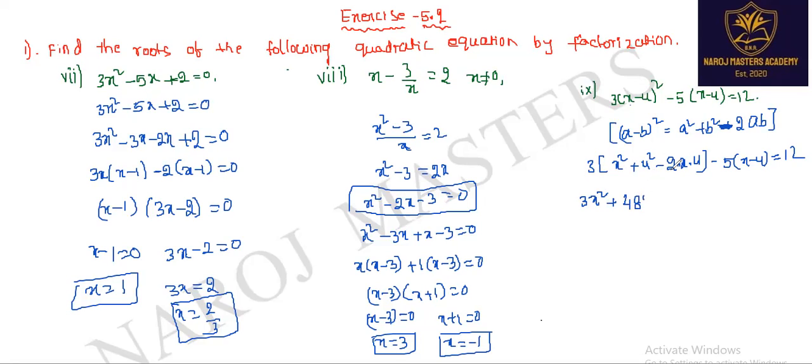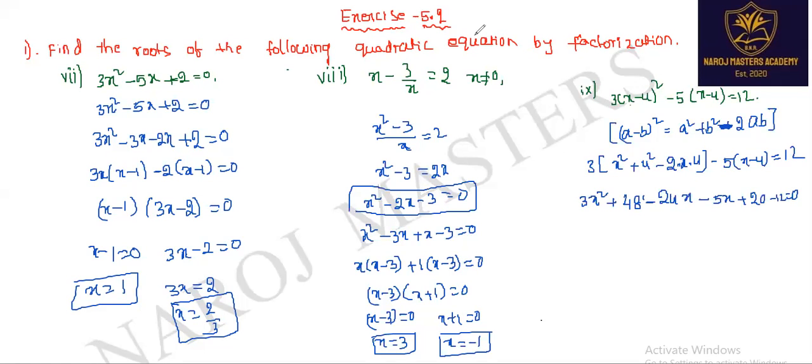And then 3 into 2 into 4, 8 threes are 24. This is minus 24x. Minus this is minus 5x. This is minus into minus plus 20. And bring this 12 this side, minus 12 equal to 0.